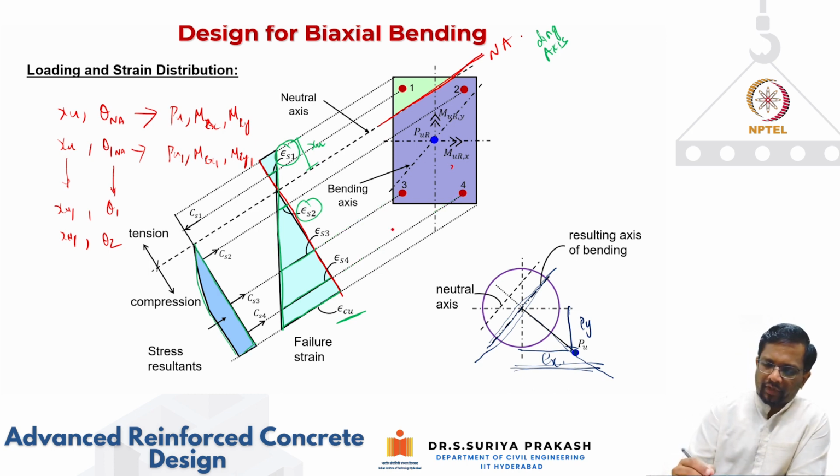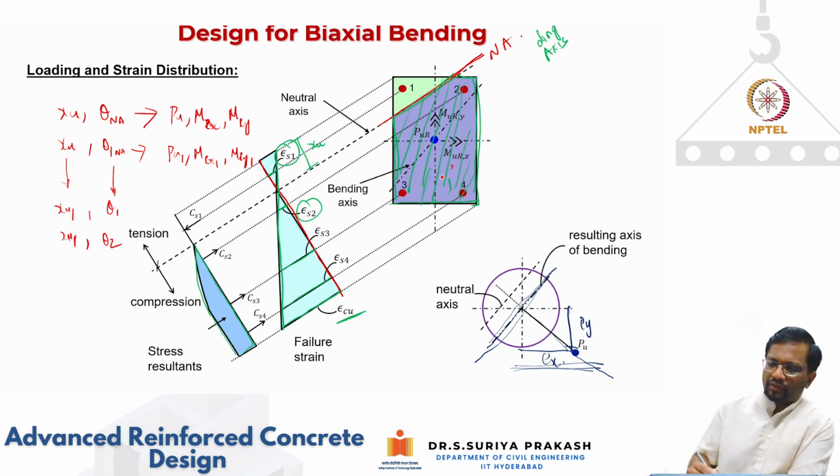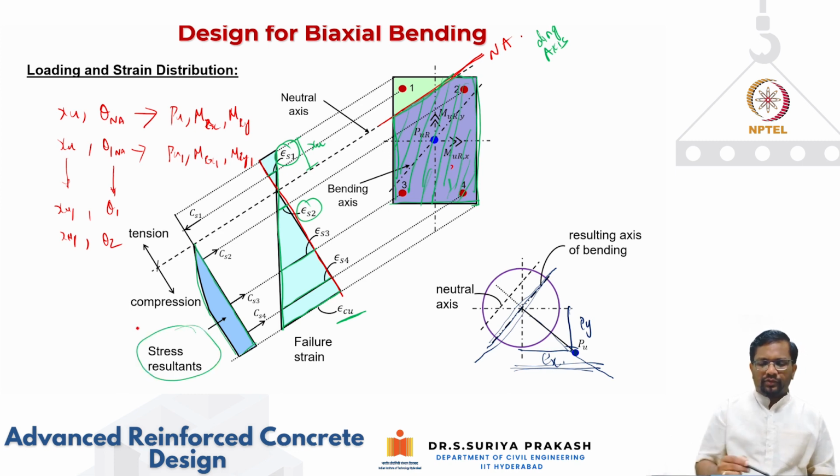You find that the area of your compression block is not even a rectangle for the rectangular section. It is basically some kind of a polygon, so I have to integrate this area. This entire area is in compression. So finding the stress resultant is also more challenging, because I have to integrate the entire area, and the stress on each layer is also changing.